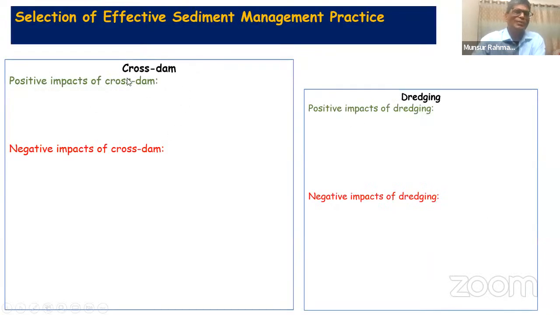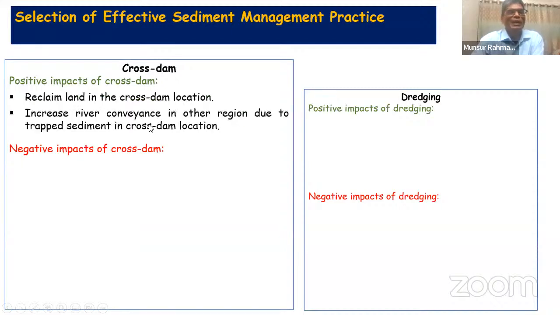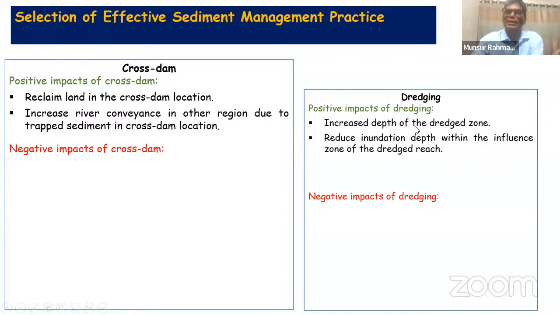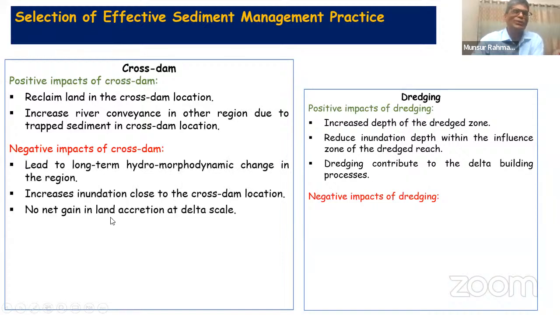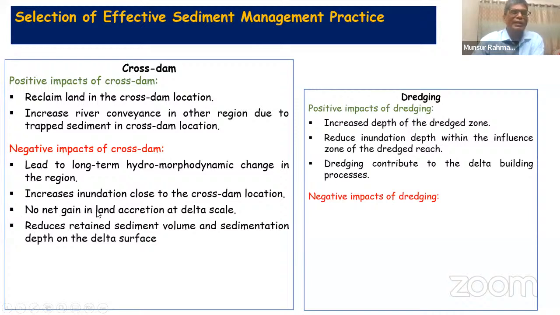Then we found that there are a number of positive impacts of the cross dams, like reclaiming the land, and also increasing the conveyance. And dredging has also some good points, like increasing the depth, reducing the inundation of the dredging influence zone, and then delta building processes can be useful. But there are some negative consequences, like no net gain of land accretion at the delta scale. That is, in one place we can gain land, but in another place we can lose land.